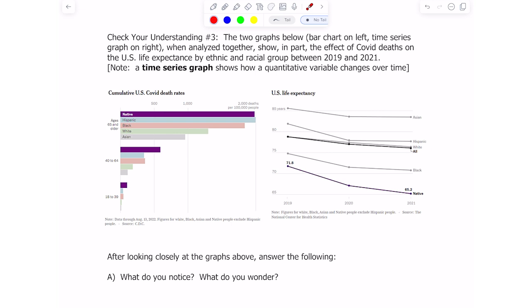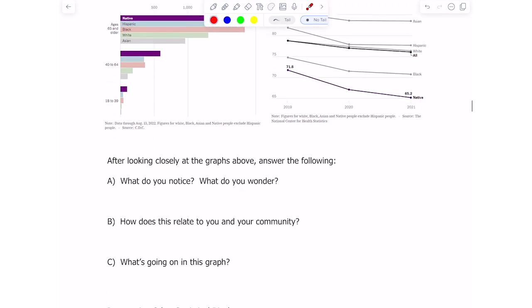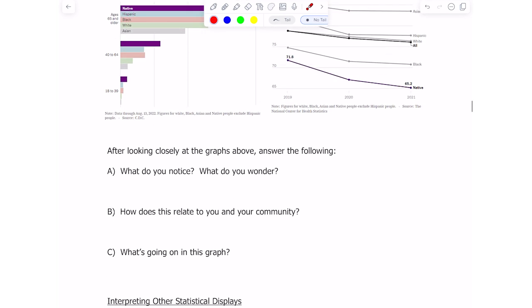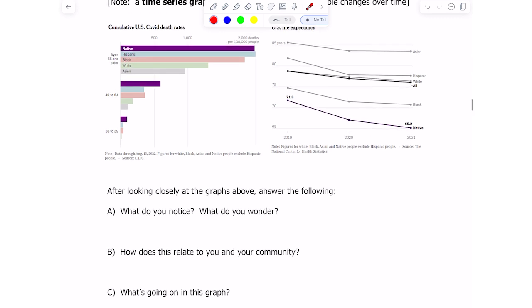So pause the video and look at the graphs, and you want to answer these questions. So what do you notice and what do you wonder? How does this relate to you and your community, and what is going on in this graph? Again, when we look at graphs, we're just trying to figure out how to tell a story, okay?